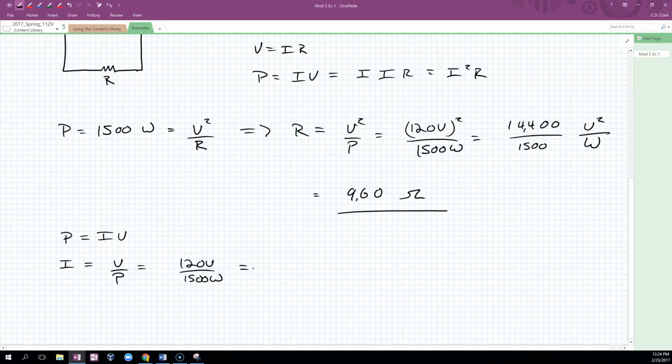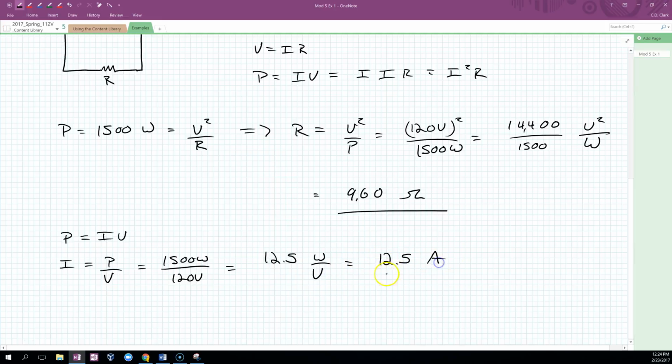Oh, wait, hold on, I got this backwards. Let me delete this. Current is going to be the power over voltage. So that's 1500 watts over 120 volts, which is 12.5 watts per volt, which is going to be 12.5 amps. So the current is 12.5 amps.